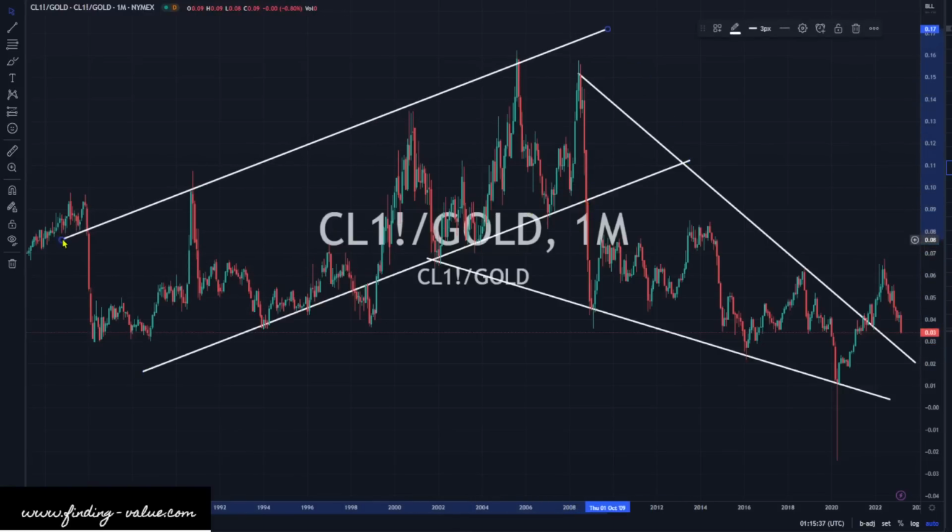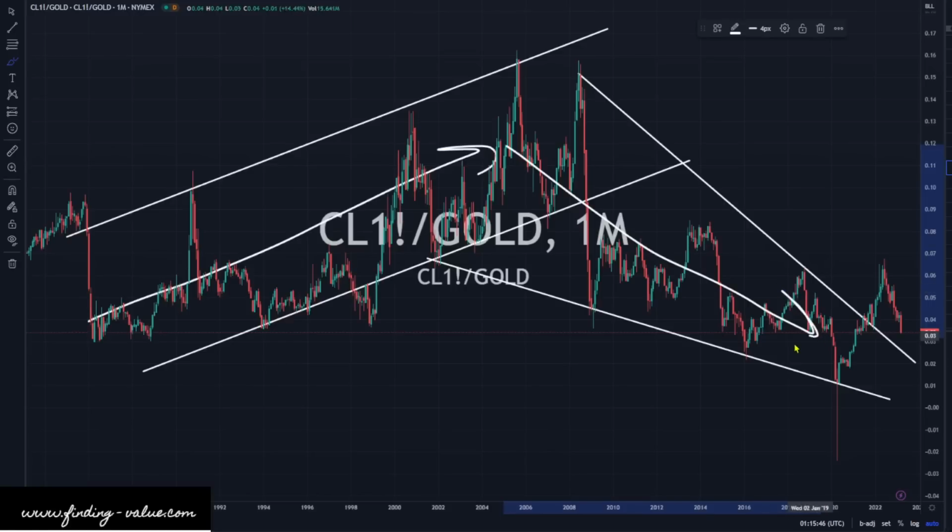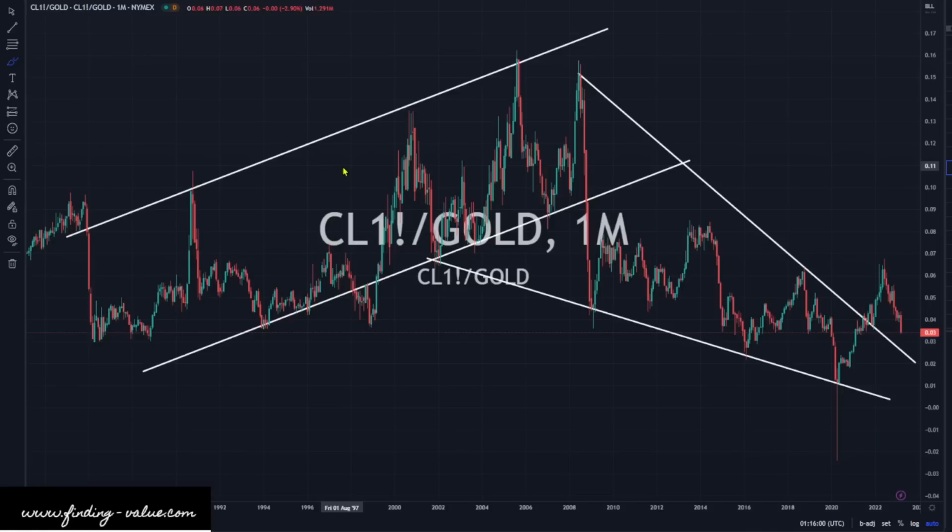So this here is where crude oil outperformed gold during that time frame. Here is where crude oil underperformed gold. And what we have coming up is a breakout and a potential retest here for crude oil to outperform gold. I like viewing it this way. I think it's a little bit easier to see how this is performing. And if this is the case, even though gold could do very well, crude oil could outperform gold dramatically.